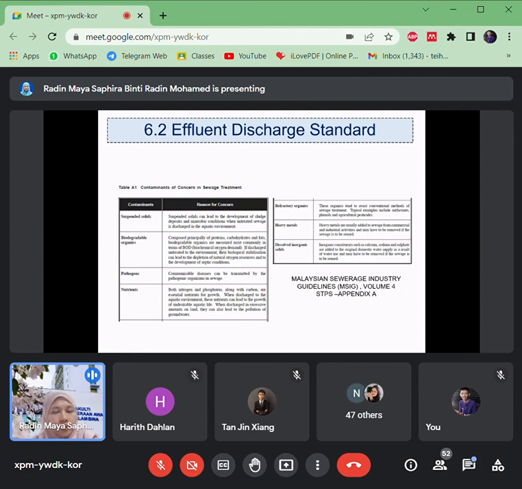So these are the contaminants of concern in sewage treatment plant. Of course, we have lots of suspended solids, biodegradable organics. Bayangkanlah when we do our activities, we do the cooking, washing, bathing, laundry, urinate, your big business, semua tu is our wastewater. So ada biodegradable organics, pathogens, we also have nutrients, refractory organics, heavy metals, so very complex. Ini yang kita kena rawat.